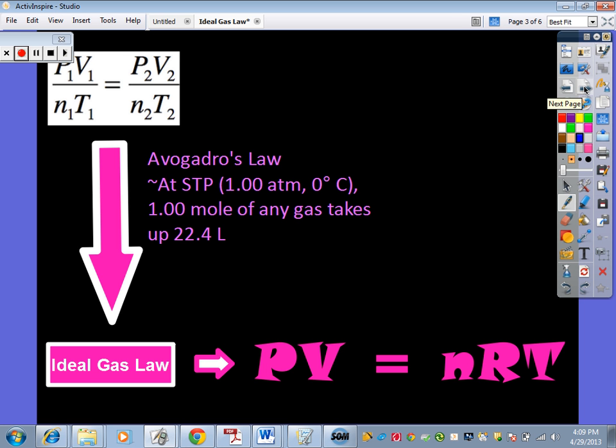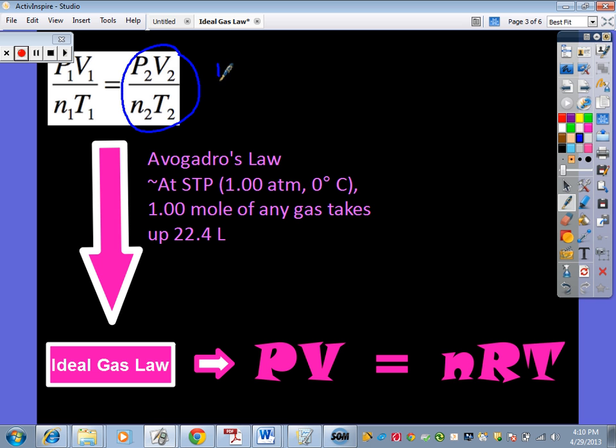Oftentimes in a gas, we must include more than two variables, so we will be using what's called the ideal gas law. To simplify this equation, we are going to take one side of it and set it equal to standard conditions. We have learned that Avogadro's law says at STP, 1 mole of any gas takes up 22.4 liters. Remember, STP stands for standard temperature and pressure. Oftentimes, volumes of gases are compared at STP, since volume of gases change with pressure and temperature changes. So I am simply going to take the information that I have here and plug it into this portion of the equation so that we have one side of the equation set to standard conditions.